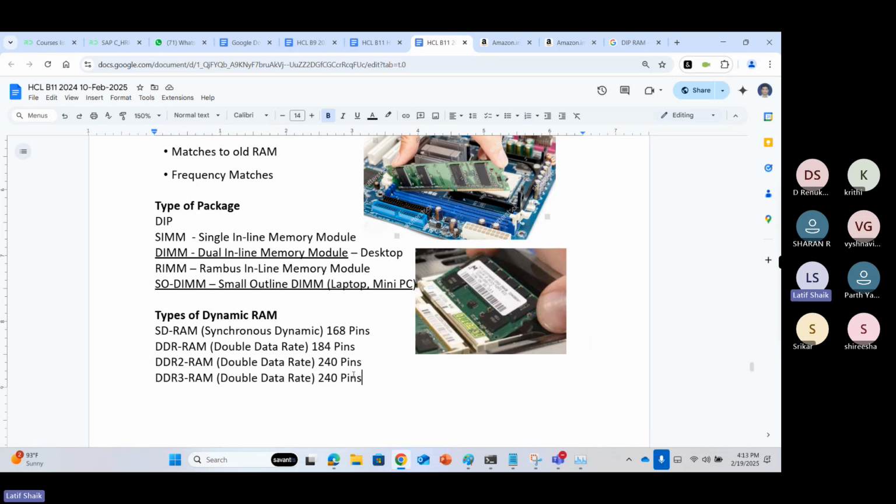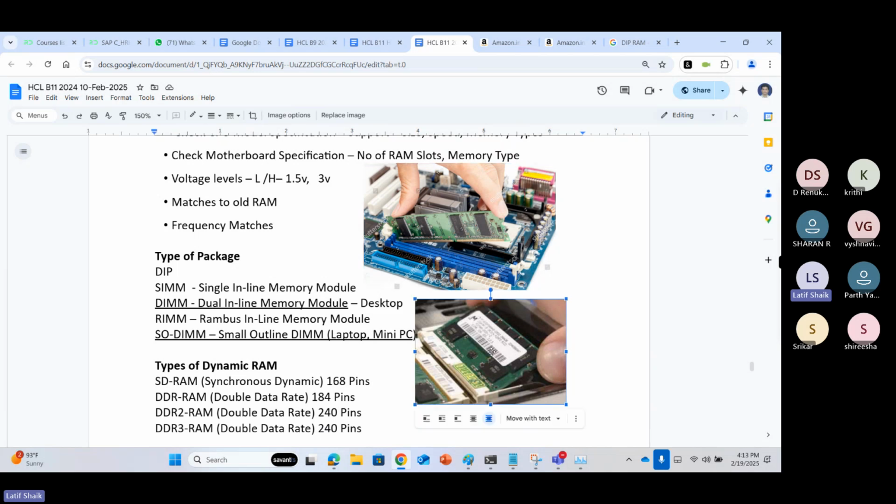Each RAM has different pin configurations, meaning the number of pins differs and the notch differs. Notch means this small point here, that is called the notch difference. Between one RAM and another RAM, the number of pins and notches differ. So this is desktop RAM, this is laptop RAM. DIMM, SODIMM.